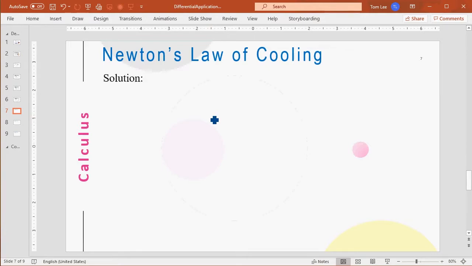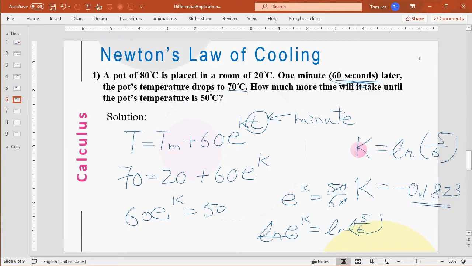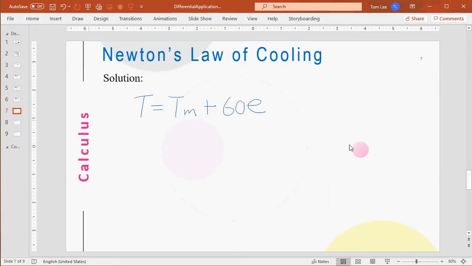I plug the values of C and k into the general solution, and I get the specific solution: T equal to Tm plus 60 e to the power of minus 0.1823 t. This is the solution of the first order differential equation.